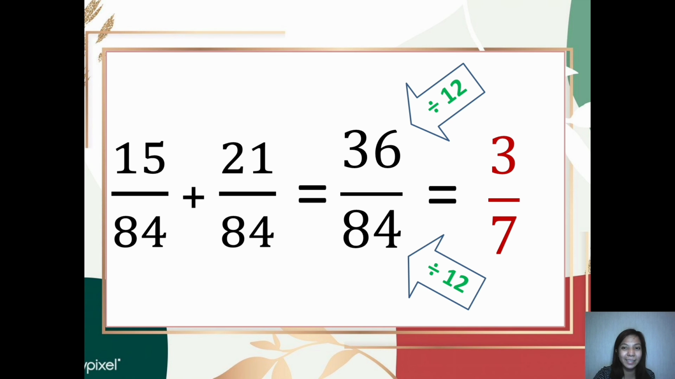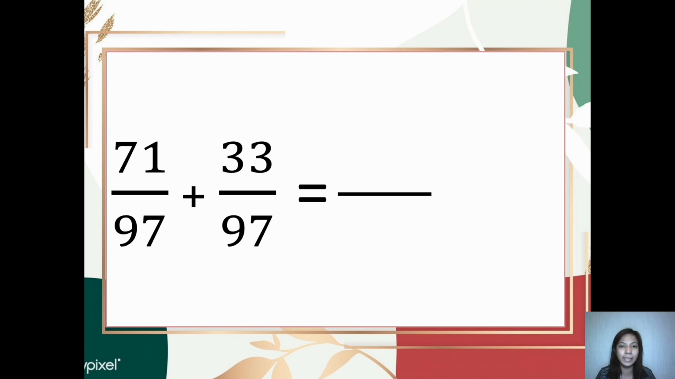Okay? Understand? Okay. So again, always simplify. This is correct, guys, but you need to simplify your answer like this one. So this is now the final answer. Alright. We have another example here. So 71 plus 33, how much? Okay, 104. And then copy the denominator 97. Now, this time, is there any number that can divide both 104 and 97?